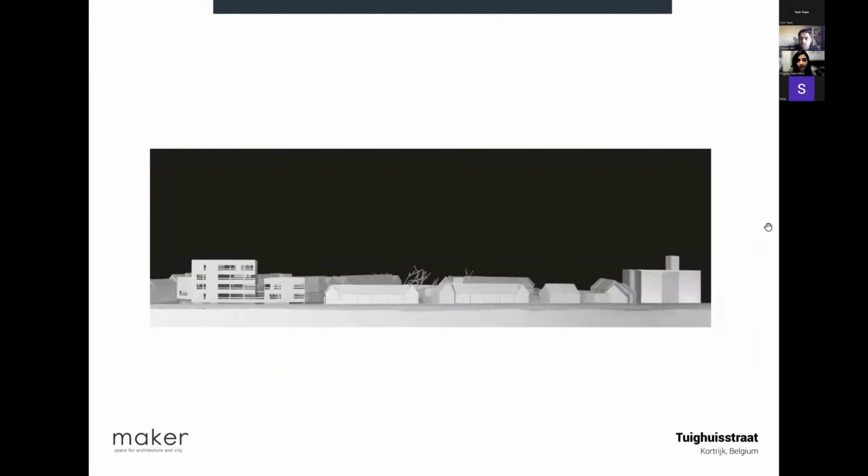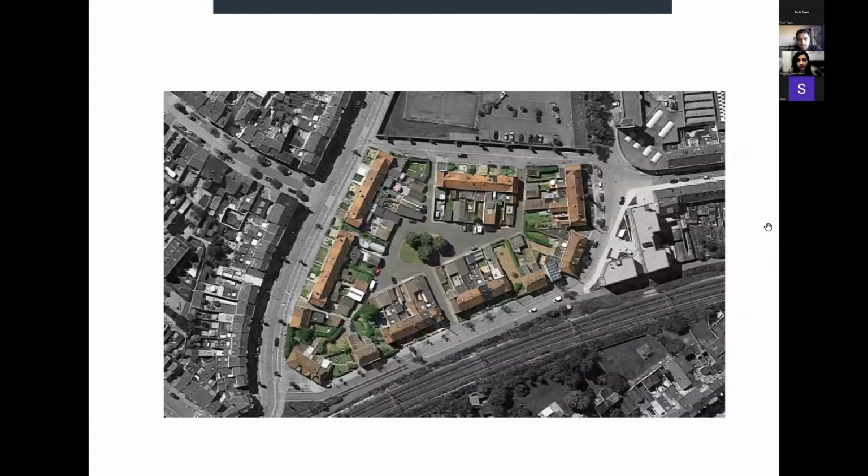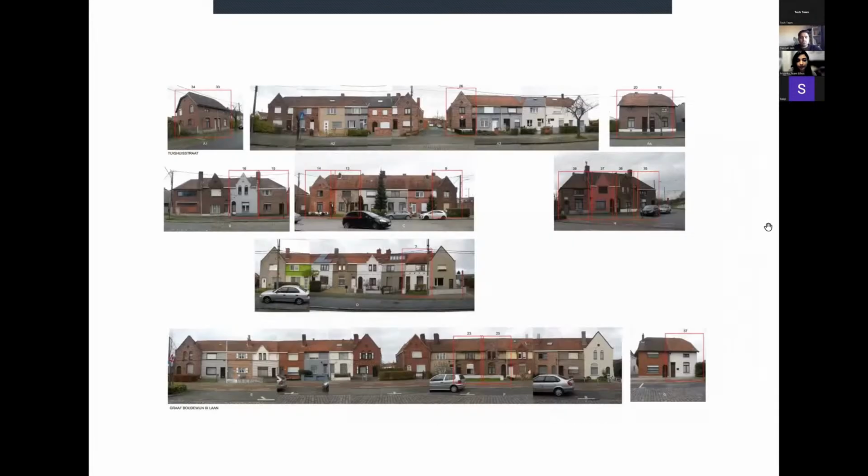And moving on to the second project, which is a social housing project called Deestrat, which is in Kortrijk in Belgium. It's a social housing neighborhood where we had to come up with solutions to redevelop this neighborhood. And when visiting the site, a lot of buildings were found which were not suitable to be reused due to structural or comfort requirements as such. So, a set of 12 buildings were selected to be demolished.